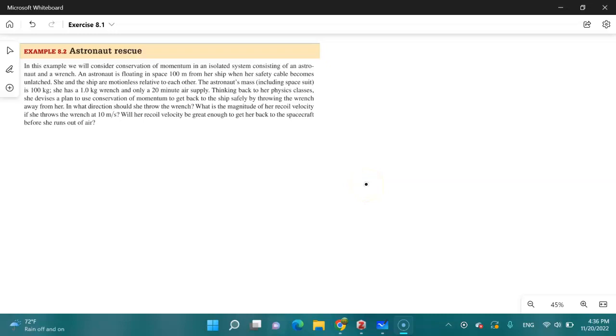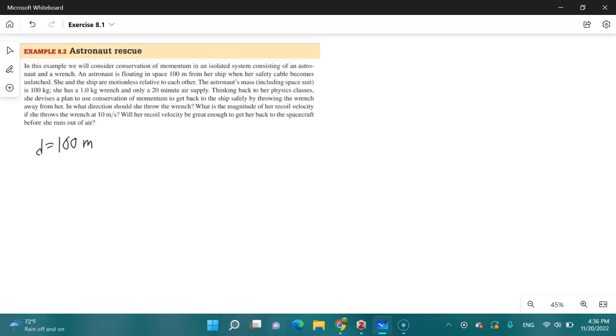So in this example, we're being asked to consider the conservation of momentum in an isolated system with an astronaut and a wrench. An astronaut is floating in space 100 meters from her ship. So there exactly we have a distance of 100 meters. She and the ship are motionless relative to each other.